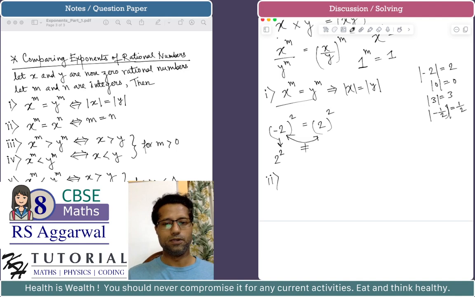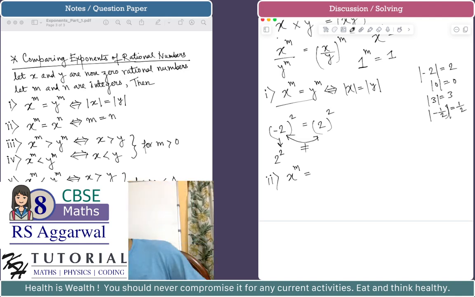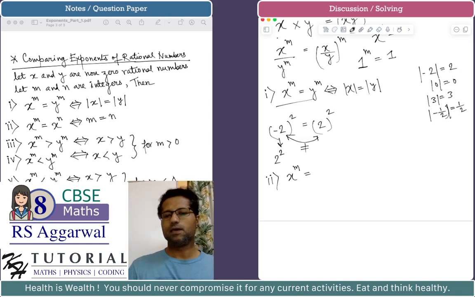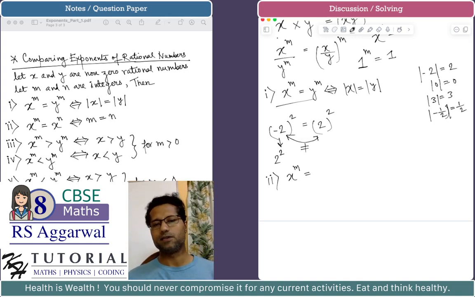Now in part 2 it says that this implication is actually a double implication, meaning if you have x and y, where mod of x is equal to mod of y, then it will imply that x to the power m is equal to y to the power m.